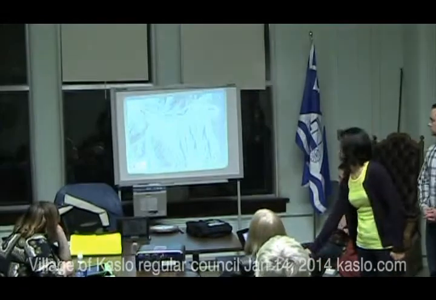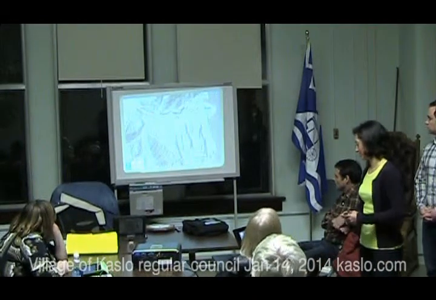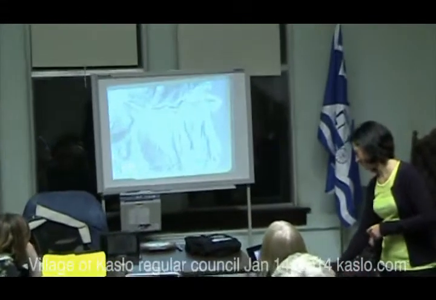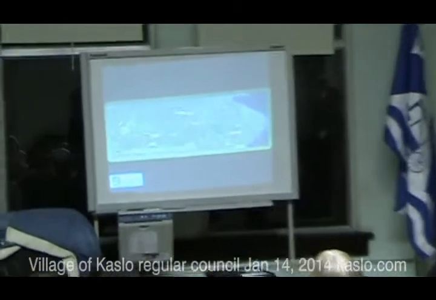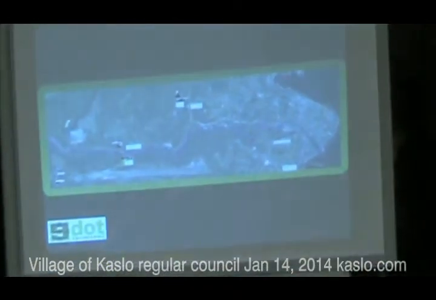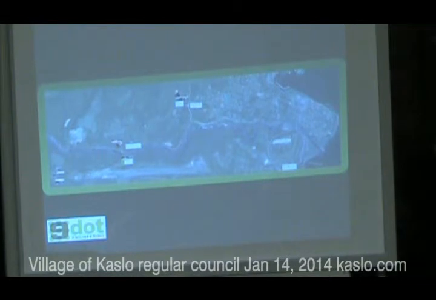Just going to move that one slide basically, that shows a general view of the area we're discussing, and looking at more of a close-up of Kaslo and the Kaslo River that flows right through the center, that encompasses the whole Kaslo water system.